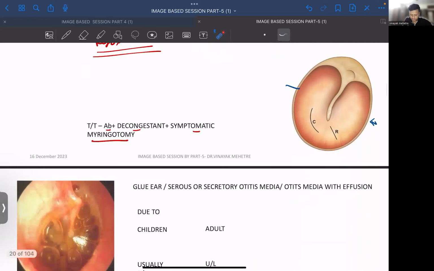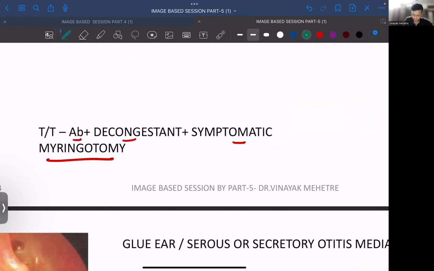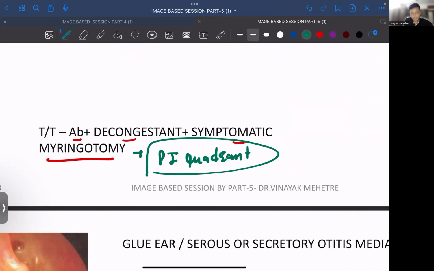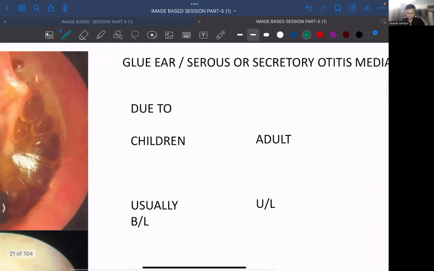कहाँ कर रहे हैं हम मायरिंगोटॉमी? That is going to happen in posterior inferior quadrant. ठीक है. कब यूज करेंगे? In red bulged out tympanic membrane, pre-suppurative stage.